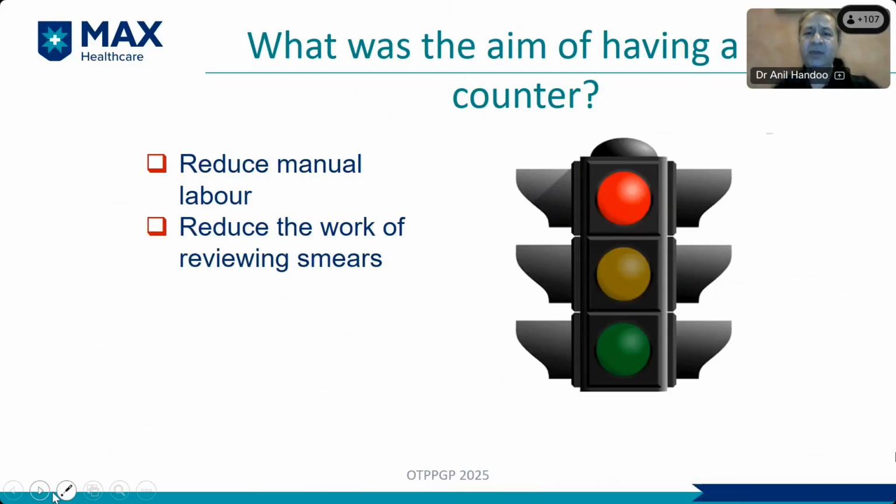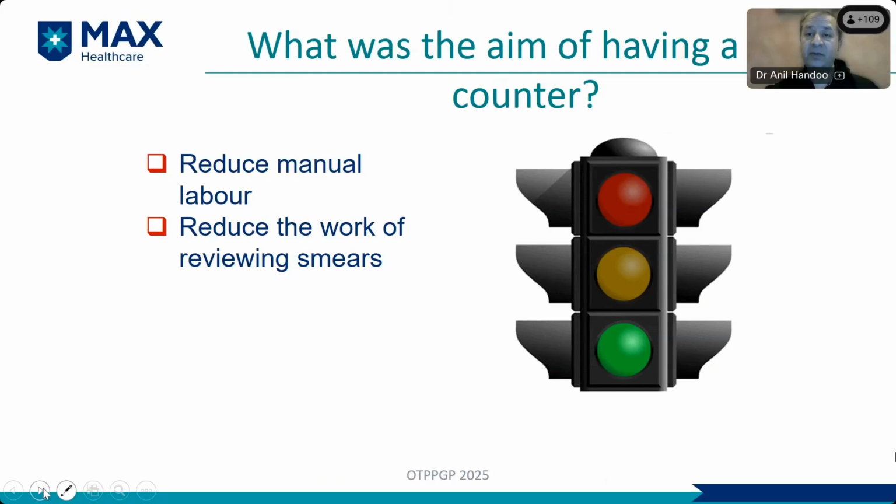So the aim of the cell counter was pretty simple. We wanted to reduce the manual labor, and we also wanted to reduce the work of reviewing the smears. I'm sure when you are posted in a clinical pathology or hematology laboratory, most of the students get bogged down by a lot of smears which come onto their tables to review. And especially if you have a 3-part analyzer, you're left with no choice but to review every smear.